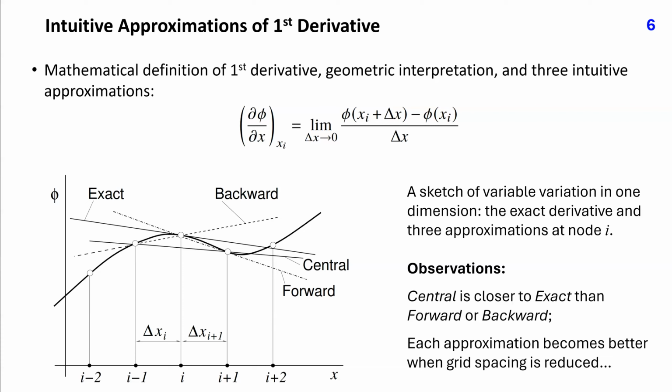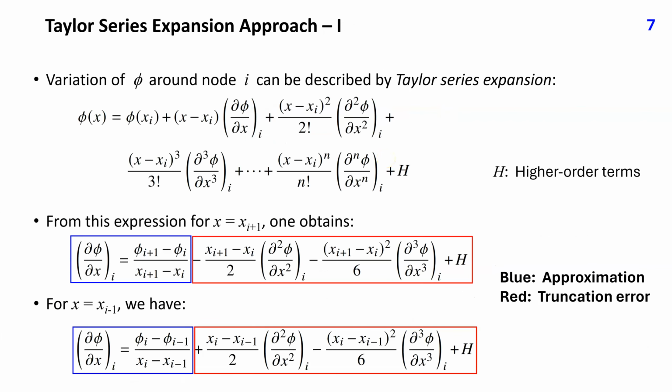The first is that the line representing the approximation labeled as central is closer to the tangent labeled exact than the other two lines, representing backward and forward approximation. The second is that each approximation becomes closer to exact when the spacing between grid points is reduced. We can thus conclude that all three approximations become exact when the spacing between points used to construct the finite difference tends to 0. The variation of phi around location xi can be described by the Taylor series expansion given by this expression. It is an endless series and it is exact if all terms on the right-hand side are retained.